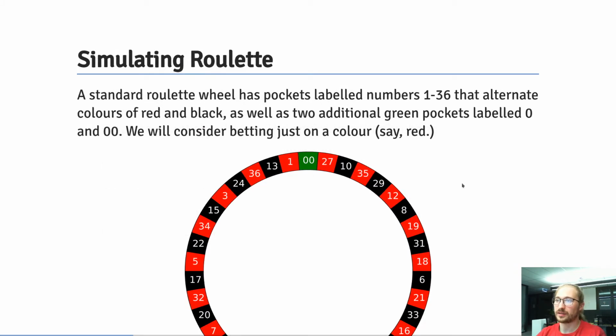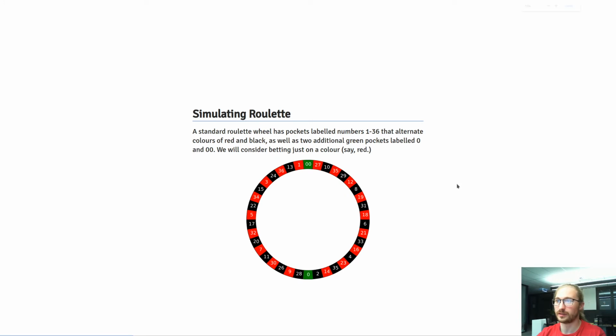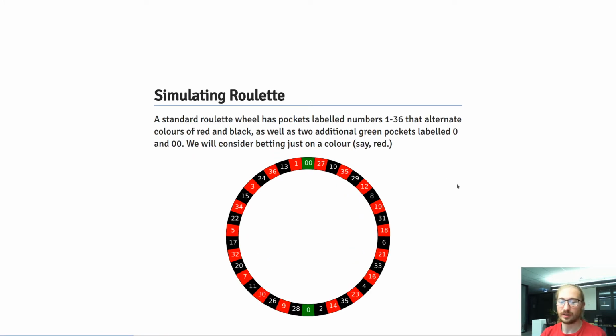So let's talk about some examples now of using simulations. The first one I'm going to talk about is roulette. Roulette is a gambling game where you can bet on a number or bet on a color, and a ball will spin around a wheel and land in one of 38 pockets with equally likely chance. A roulette wheel has the numbers 1 to 36 on it, and they alternate red and black. It's also got 2 additional pockets that are colored green. We'll consider for the moment just betting on a single color, let's say red.